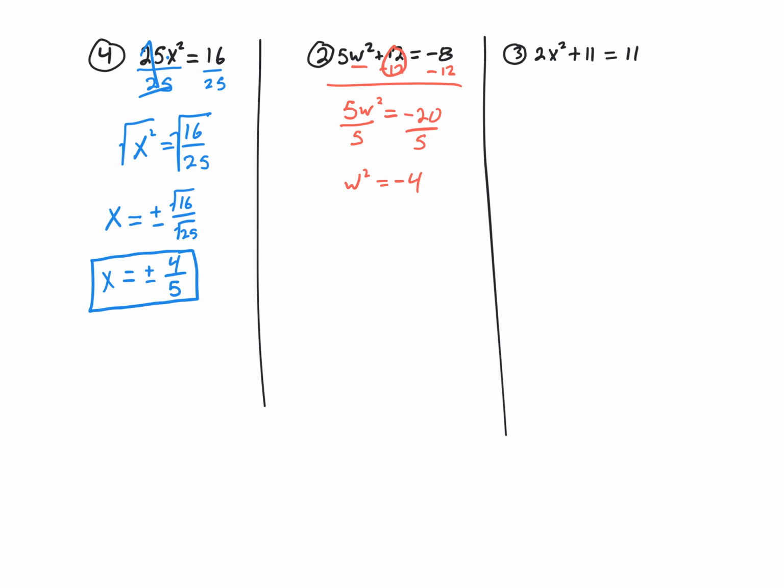So now that I've isolated my w squared, I do the opposite of squaring, which is square rooting. And the left-hand side becomes w, and the right-hand side is not possible, because we cannot take the square root of a negative number. In fact, if you plug it in your calculator, it'll give you some kind of error saying it cannot find the square root of a negative number. And again, we'll talk about being able to do that later, but for now, we're going to say no real solutions.